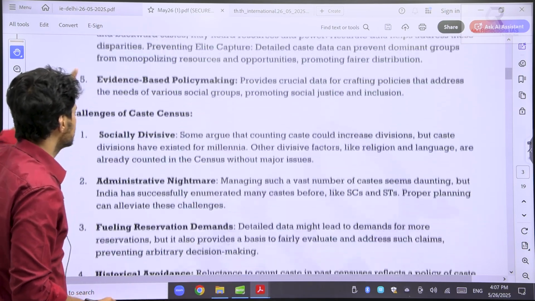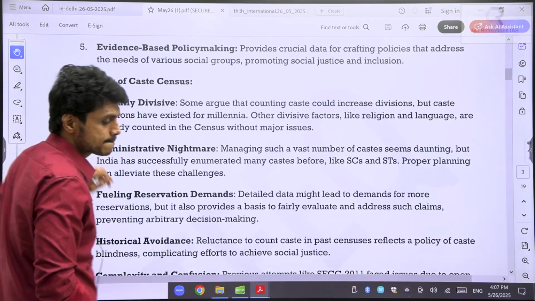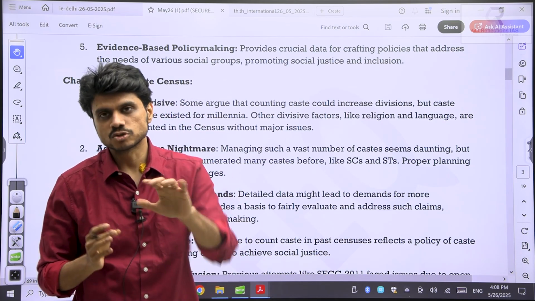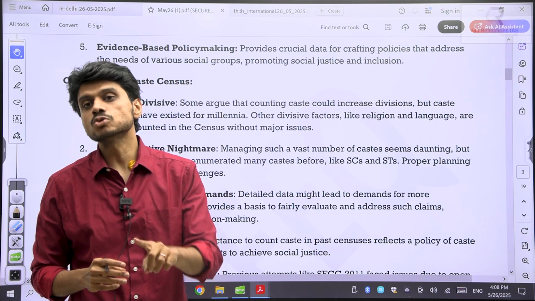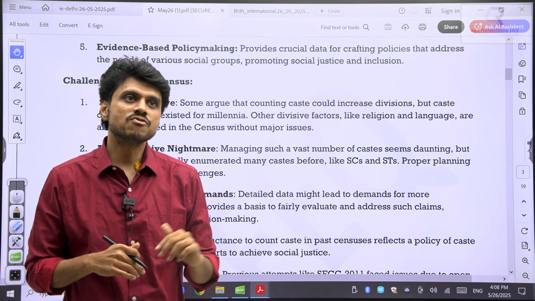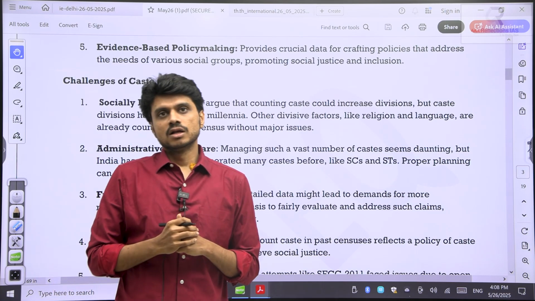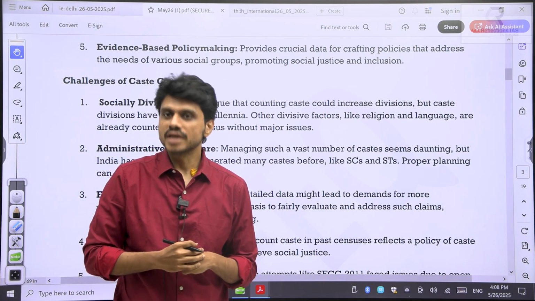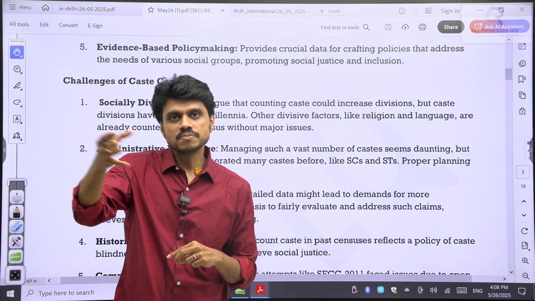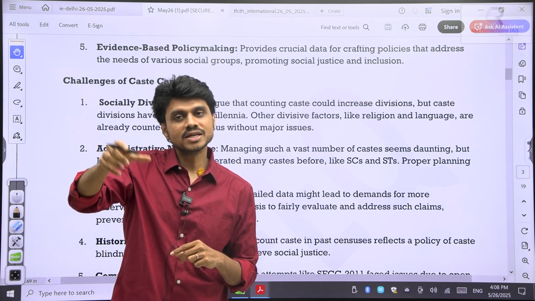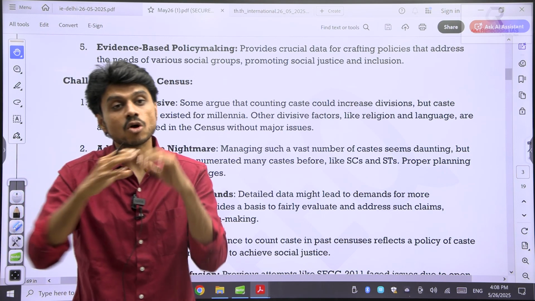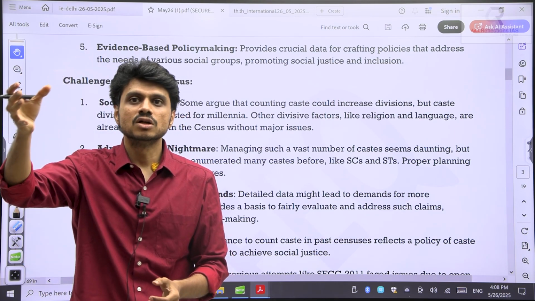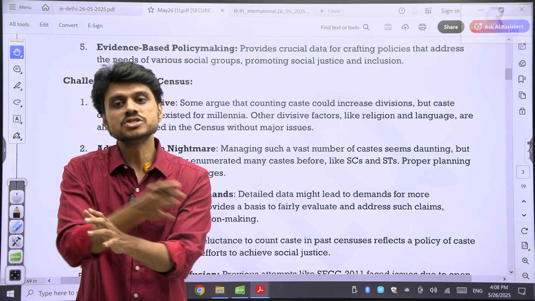But then if these are the advantages, why is the government not doing this? After independence, they stopped this process, but in 2011 they went for the Socio-Economic Caste Census. There they faced administrative difficulty. Certain people are not willing to say in detail about their caste. In some cases the surname is the same, but the caste is different. It has created a lot of confusion. There are many subcastes within the main caste. So there was a kind of administrative difficulty.